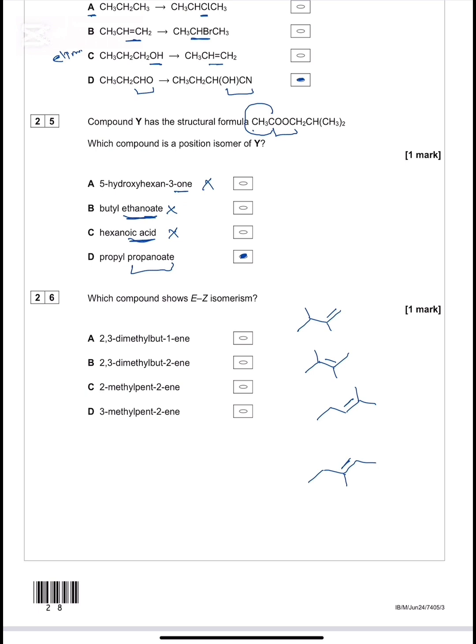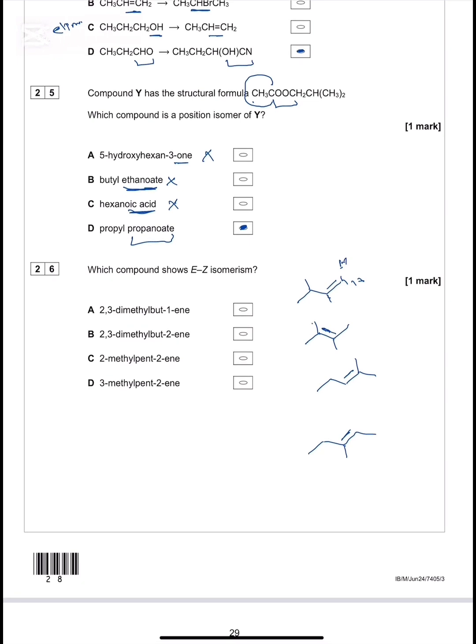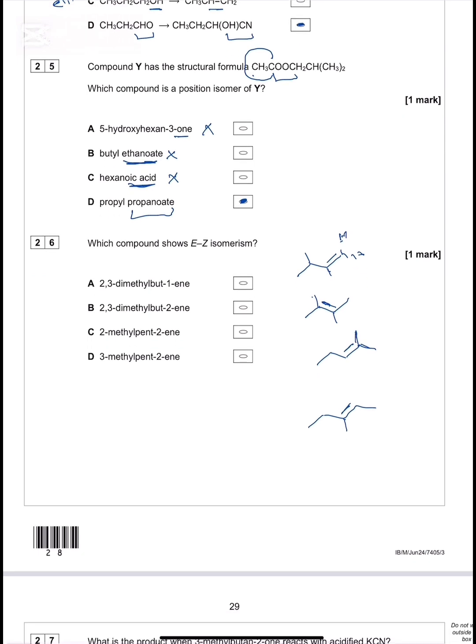Which compounds show the E and Z isomers? These are the four compounds. I drew them here. As you can see, the first one, there's no isomerization here because there are two hydrogens here, so there are no isomers. The second one, next to the double bond, there are two methyl groups, so there are no isomers as well. The third one, two methyls on the same carbon, so no isomers. The last one, each carbon of the double bond has two different substituents, so this is the correct one.